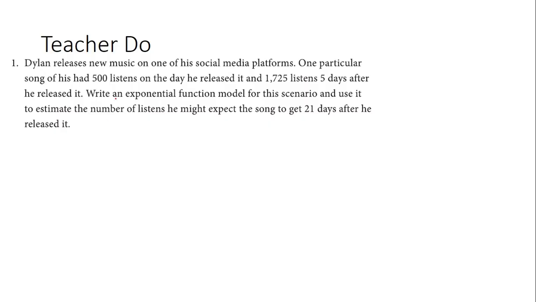Mark our text. So we know we have 500 listens, and that's on the day he released it. So this would be our 0, right? Our a, because it's our 0, correct. Then we have 1,725 listens on 5 days. And what we're looking for is our exponential function model. And then how many does he have 21 days later?